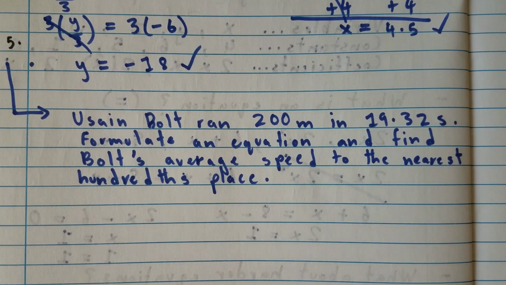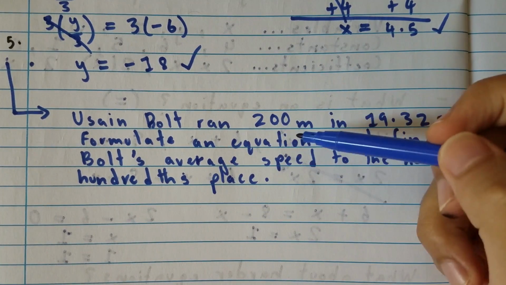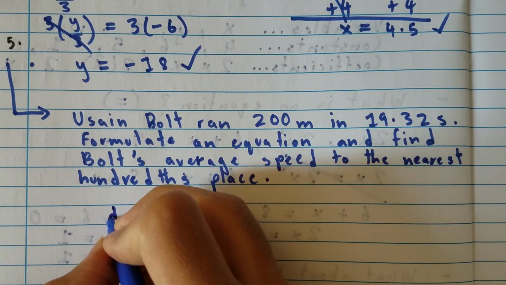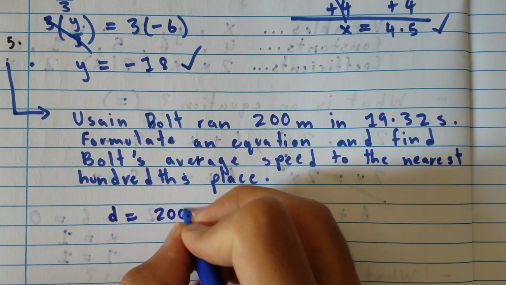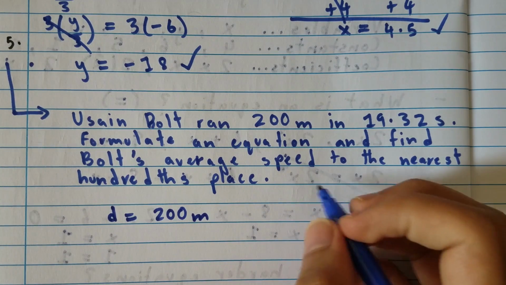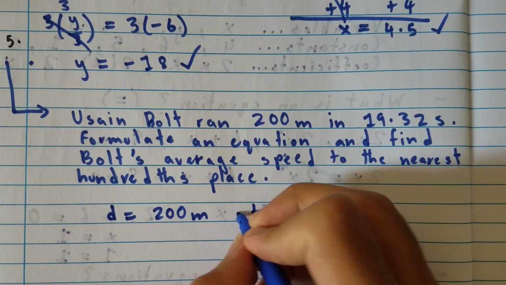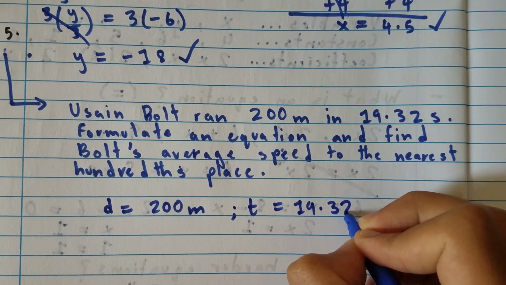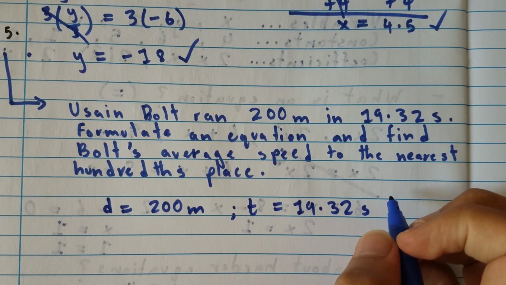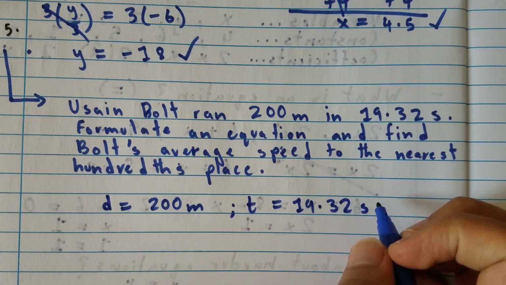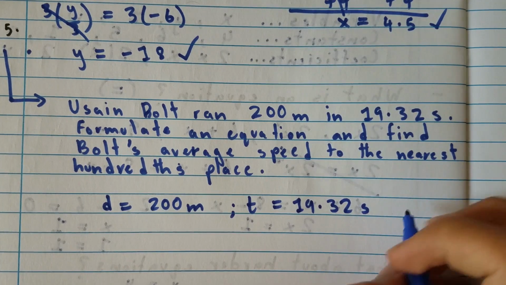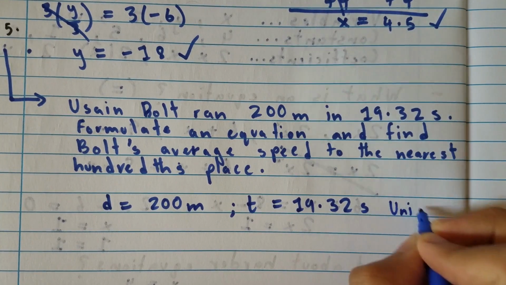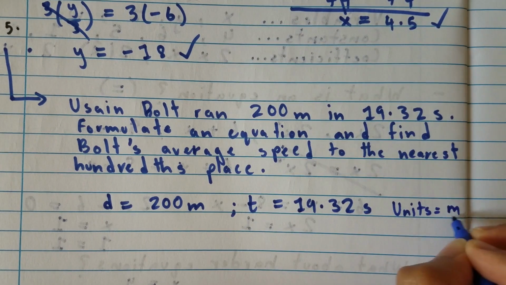Well, let's look at this question again. We're told that the distance that Bolt ran is 200 meters, so we know that the distance he ran is 200 meters. And we know that the time he ran this in is equal to 19.32 seconds. Now we're finding his average speed in meters per second, so we know that the units are equal to meters per second.